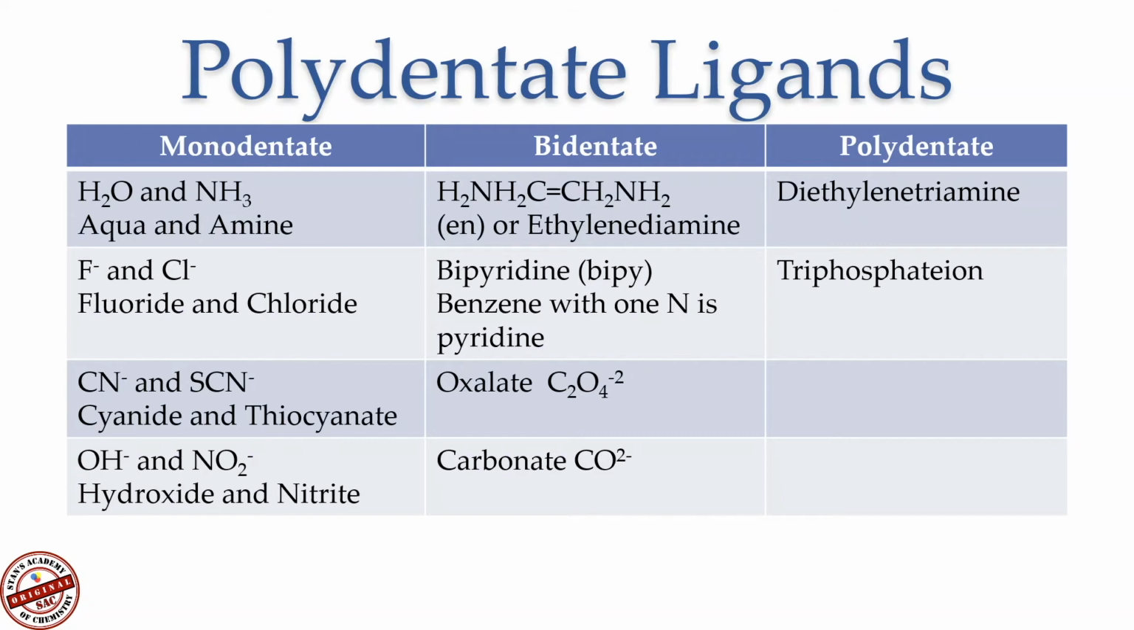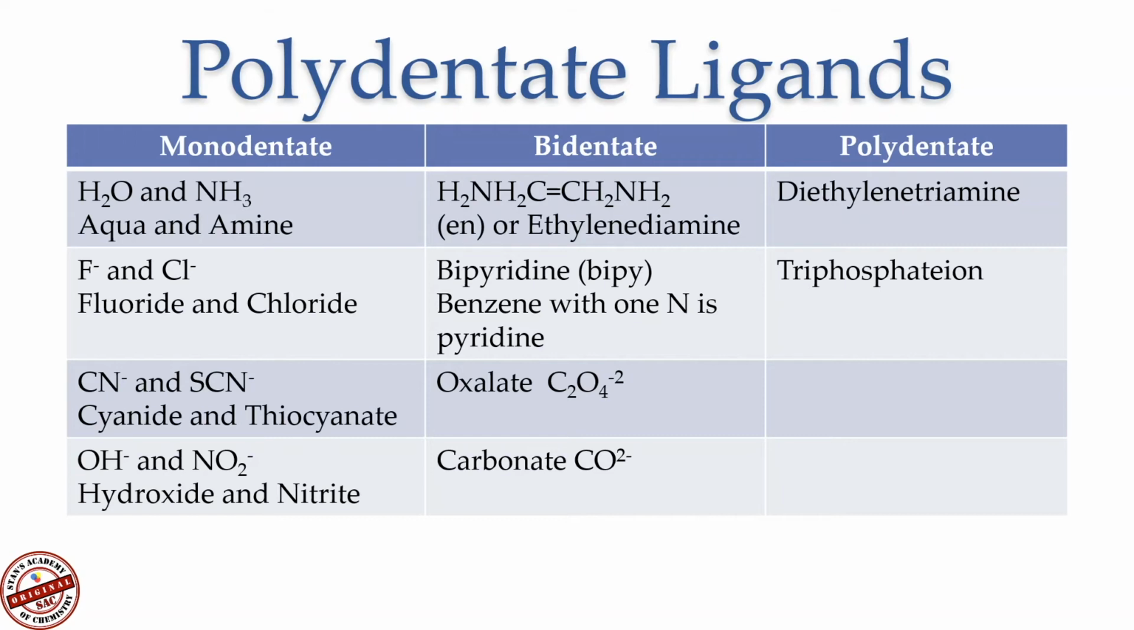Bidentate ligand, we had already seen en or ethylene diamine, and the formula and structure is written here. Bipyridine, again, that is benzene with 1 carbon atom replaced by nitrogen, which gives you pyridine. A bipyridine complex is again a very good ligand. Like I said, nitrogen, whenever it's bonded with 3 bonds, a single and a double, also has a lone pair, which makes it a very good ligand. Oxalate ions come from oxalic acid, H2C2O4, a dicarboxylic acid. Carbonate ions again can be bidentate ligands.